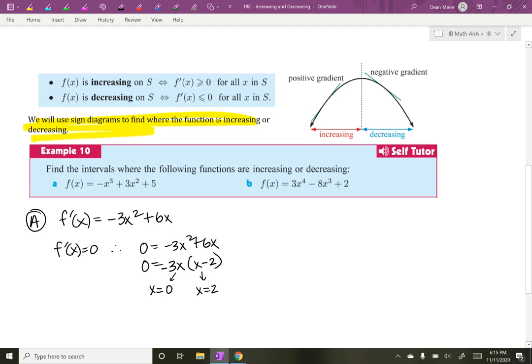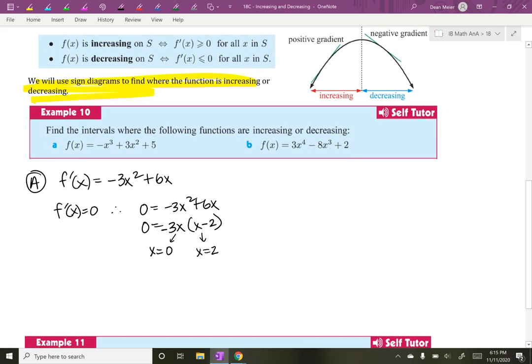Now, what does that mean? Those are critical points that you should put on your sign chart. So here's your sign chart, which is a number line of all the values of x, right? And x is 0. That point should go on here. So I'm going to do an open circle there. That's when it equals 0.